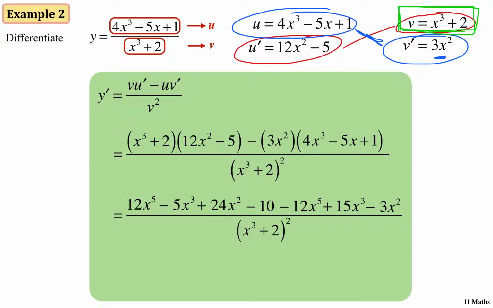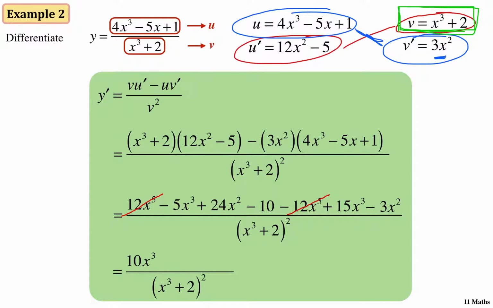What we need to do is tidy it up now. Now tidying this up, if I get all my like terms together, I can see that there's a 12x to the power of 5 minus a 12x to the power of 5. They're going to cancel each other out. Let's look at my cubes. I've got minus 5x cubed plus 15x cubed. Minus 5 plus 15 is plus 10. So I'll get 10x cubed.